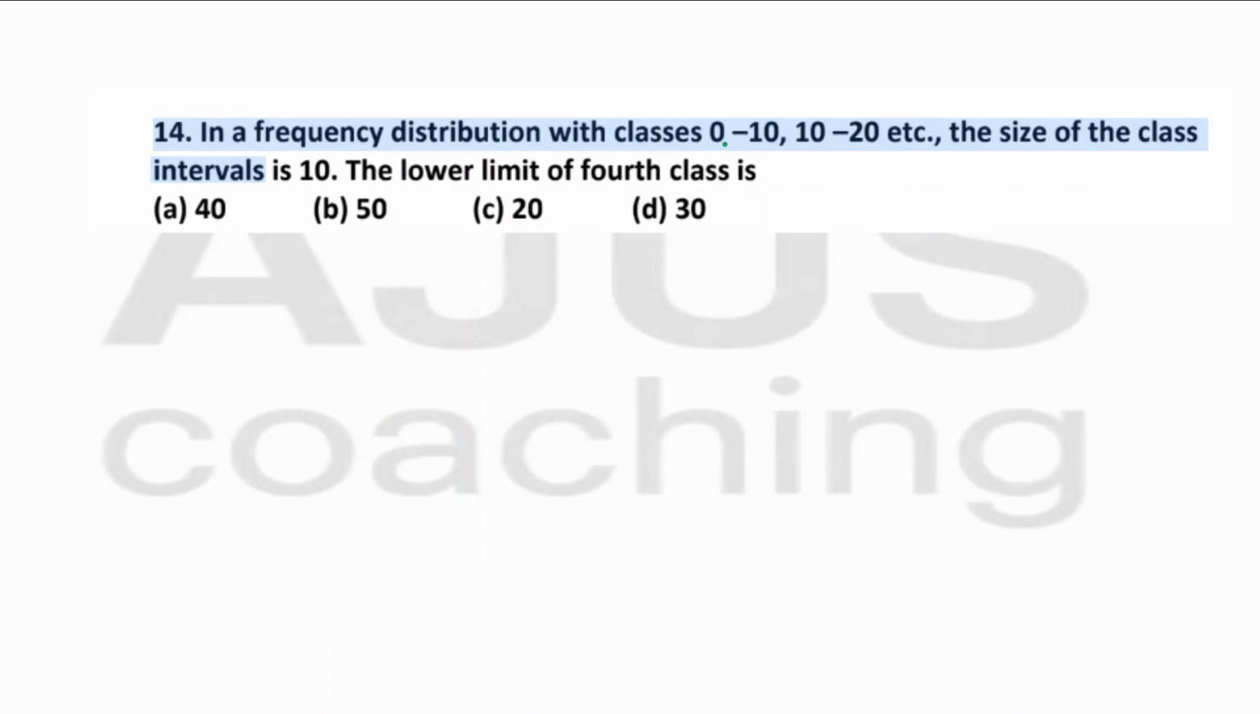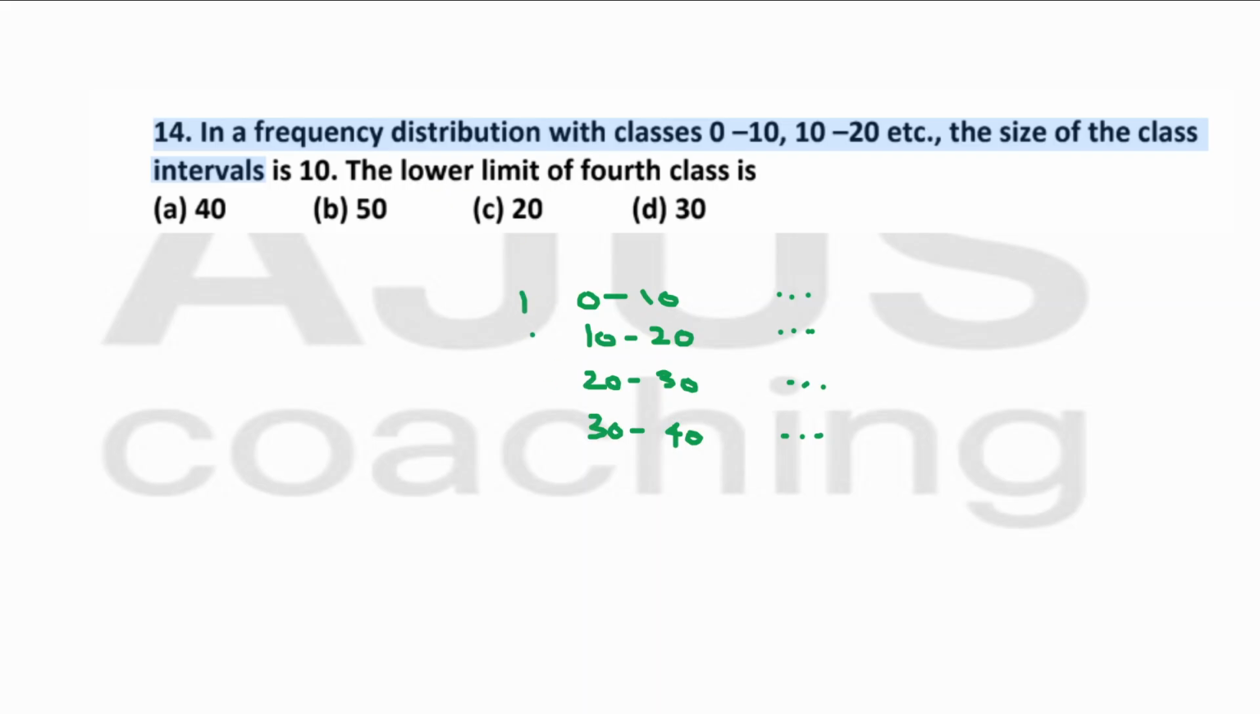In a frequency distribution with classes 0 to 10, 10 to 20, etc., the size of the class interval is 10. The lower limit of the 4th class. What they're telling is 0 to 10 is the first class, then the second class is 10 to 20, then the third class is 20 to 30. The fourth class will be 30 to 40, going by the trend. The question is not about the value. The question is about the class. The lower limit of the 4th class.